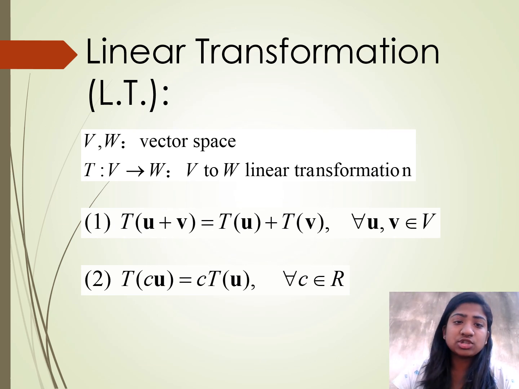Next, linear transformation. V and W are vector spaces. T mapping V to W is a linear transformation if T of u plus v equals T of u plus T of v, where u, v belong to V, and T of cu, that is a constant times u, equals the constant times T of u. This is the formula, and here c belongs to the real numbers.